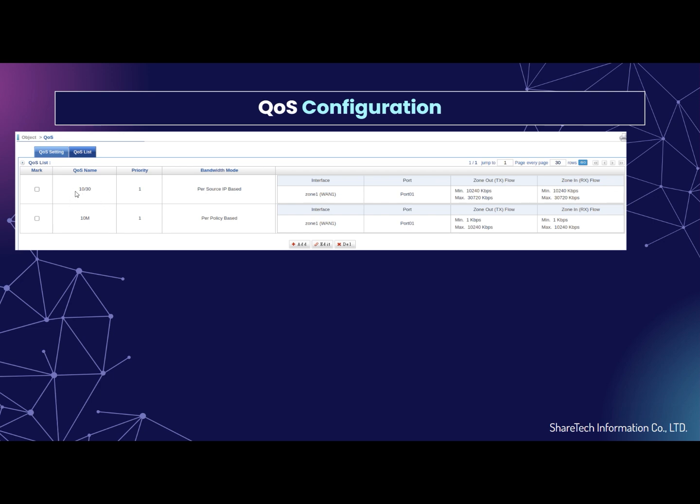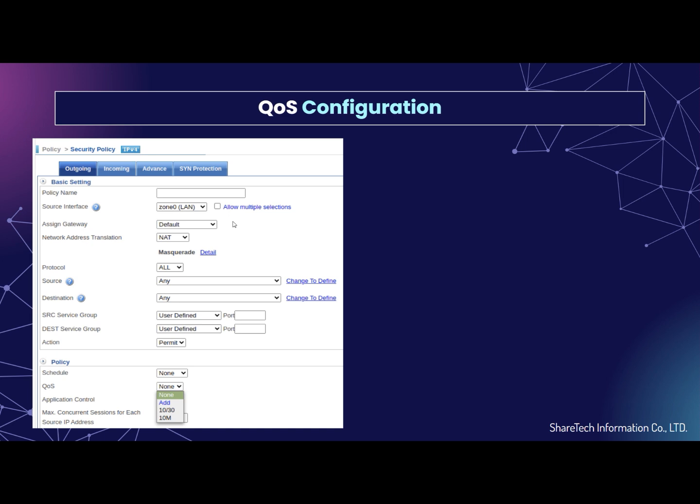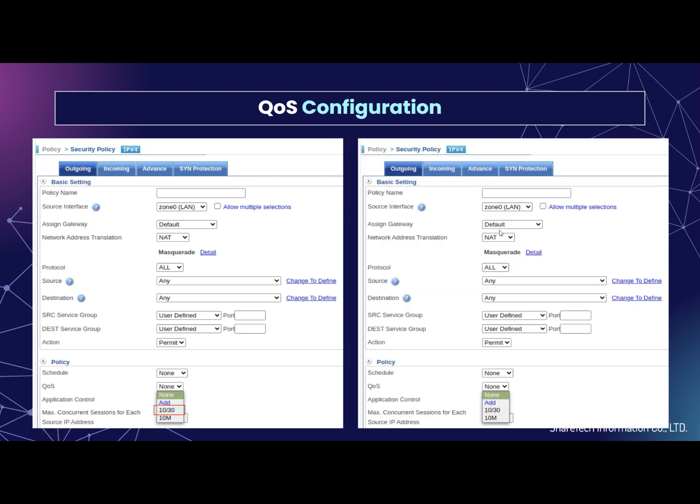So I can set up my QoS list here. Then I go to add a new rule and select my QoS list here. The second way is to directly add this QoS in the rules.